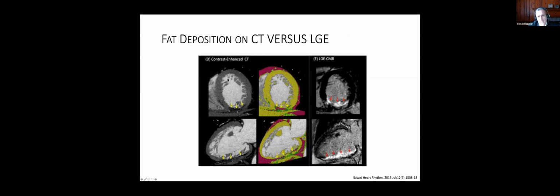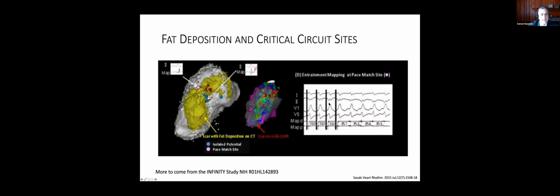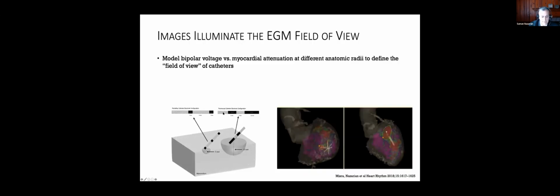Now, recognize also that when we get an MR, as I mentioned before, the late gadolinium enhanced areas can be scar, but they can also be fat. Here's an example of a patient that has had an MRI and a CT. And you can see on CT, this black area can be nothing but fat. There's a huge area of fat deposition, and it's the majority of this late gadolinium enhancement region. And then if we take that image, reconstruct it, and bring it to the lab, what we find is that the isolated potentials are all within this area of fat metaplasia, and it's exceedingly important.